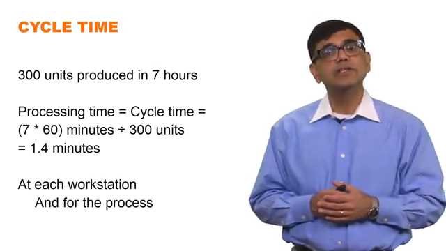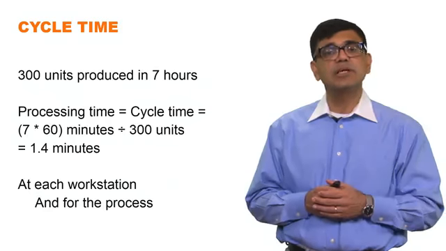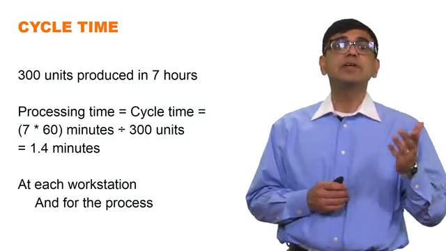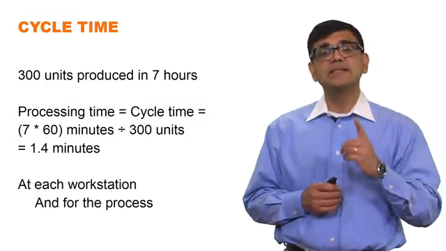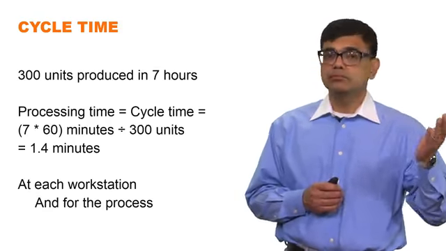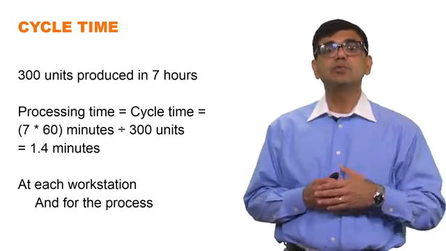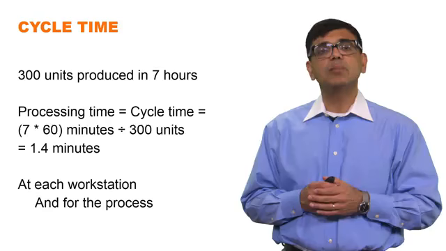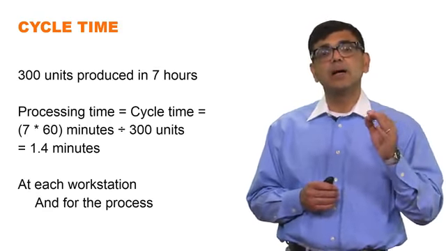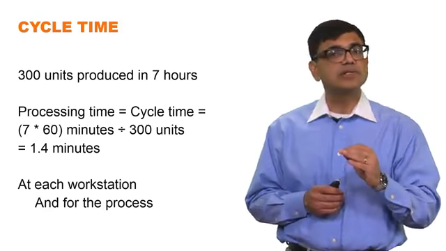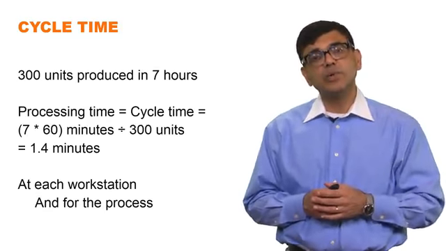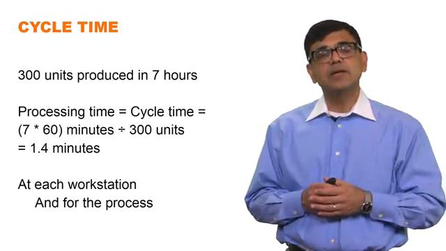So 300 units are being produced in 7 hours, and therefore the cycle time per unit, first you can think of it as the processing time. The processing time per unit at each workstation would have been 7 times 60 minutes, 420, divided by 300, which gives us 1.4 minutes. Now, why do we say processing time equals cycle time? Because at each workstation there was only one resource, one person or one machine working, and therefore processing time equals the cycle time.